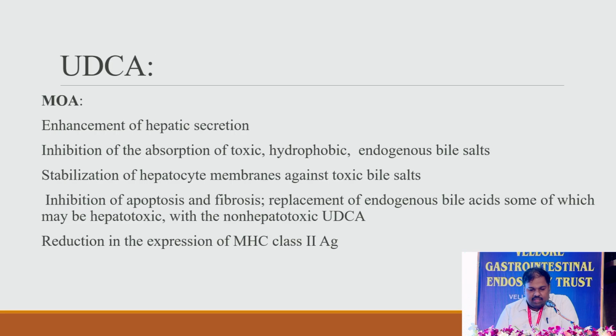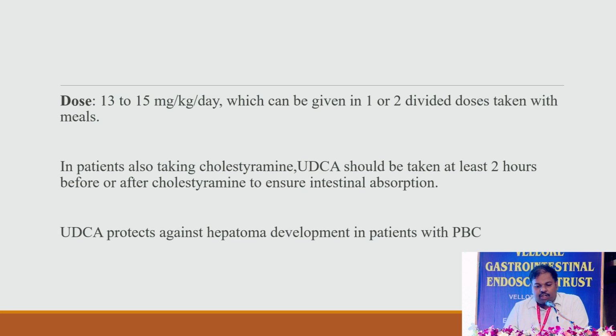anti-fibrotic drugs. The drug of choice usually is a drug called UDCA. It enhances the hepatic secretion, it inhibits the absorption of the toxic or the hydrophobic bile salts and stabilizes the hepatocyte membranes. It is given in a dosage of 13 to 15 milligram per kg per day in 2 divided doses. And when given along with drugs like cholestyramine, which can reduce the itching, pruritus, it should be given at least 2 hours before or after the cholestyramine is given.